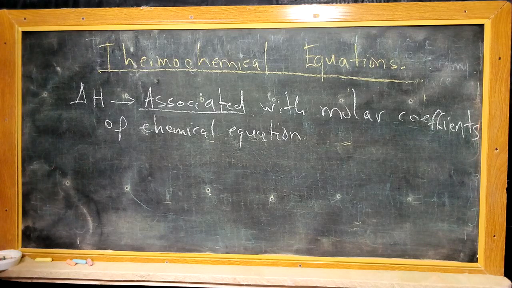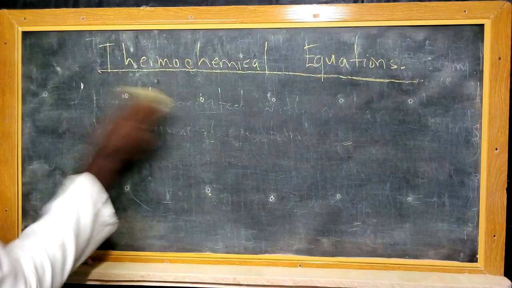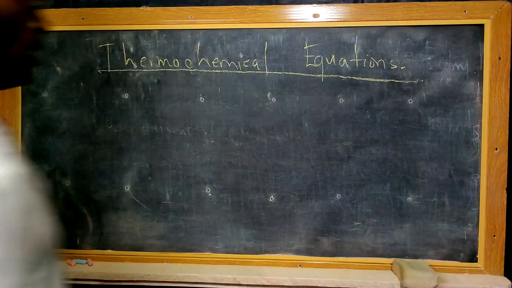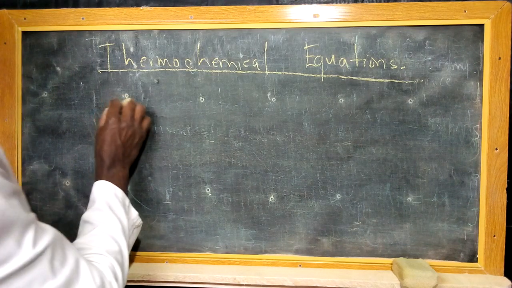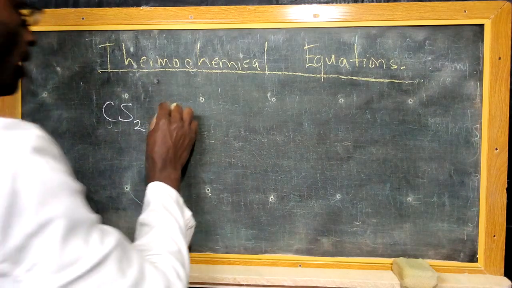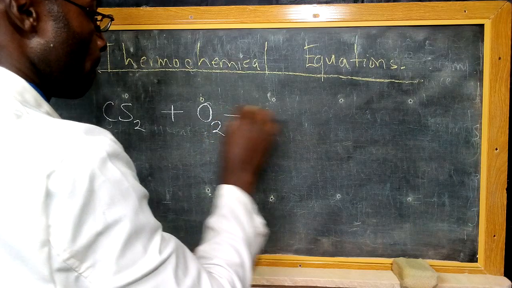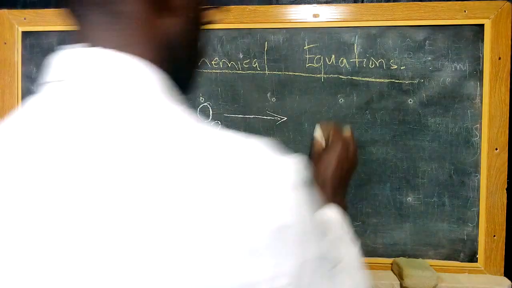So we are going to demonstrate this using some specific equations. These are two equations which we are going to use to see the effect of changing that molar coefficient. We're going to use the combustion of carbon disulfide, which undergoes combustion to form two gases, that is sulfur oxide and carbon oxide.